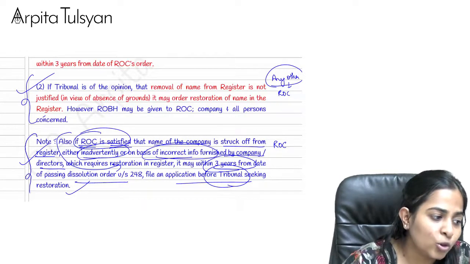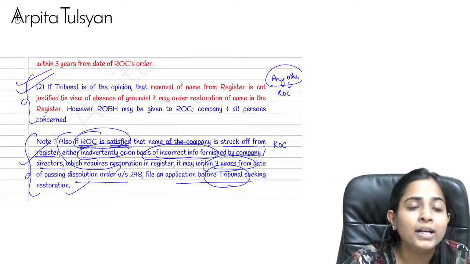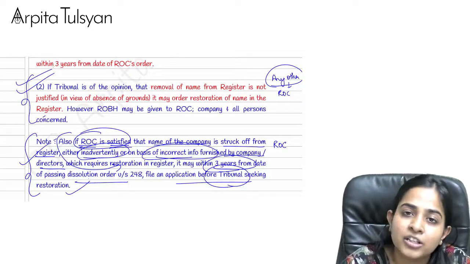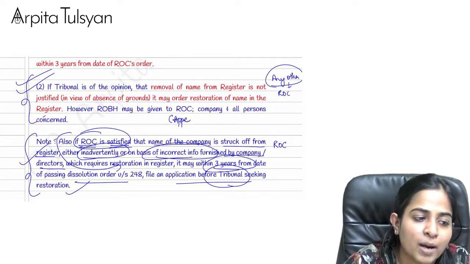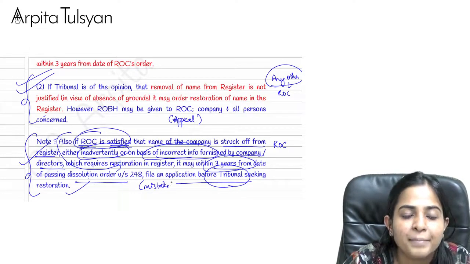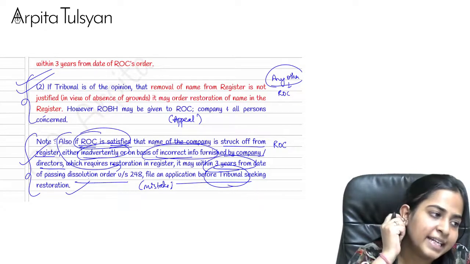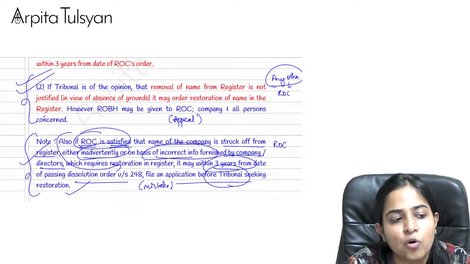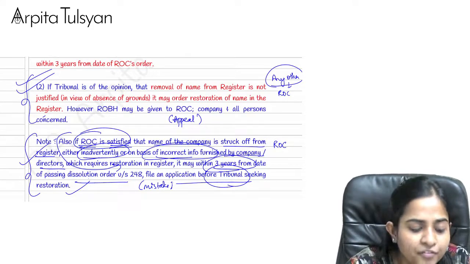So in this note, there is a mistake that has happened by the ROC, and in the above point, the tribunal is changing the opinion. That's why in the above point, it was talking about appeal, and this is kind of rectification of mistake. Very clear with this? And in either of the case, we can go within how much time? In either of the case, we can go within a time period of 3 years.